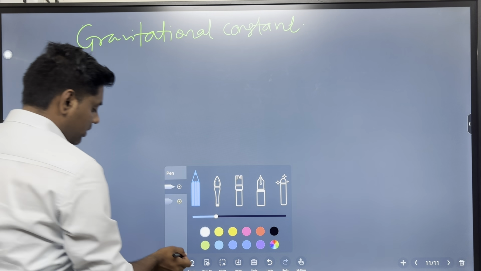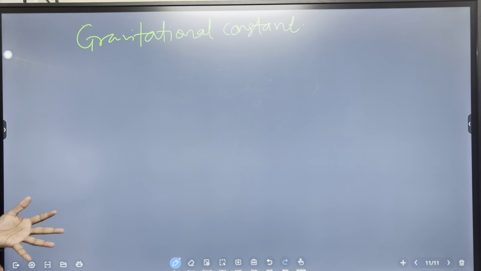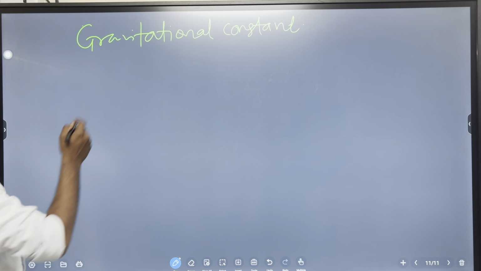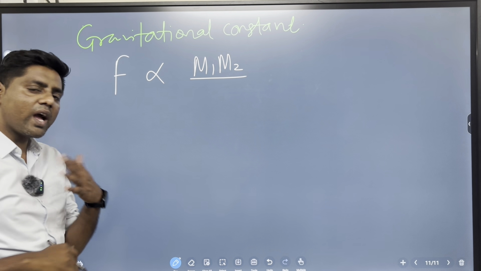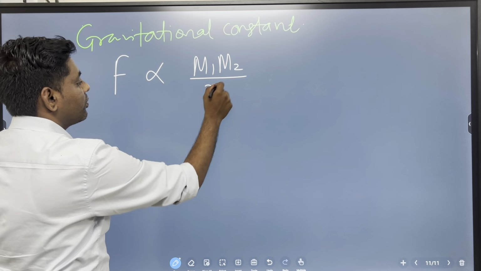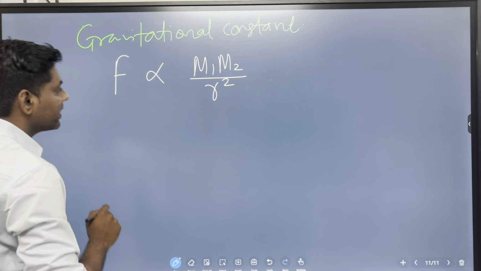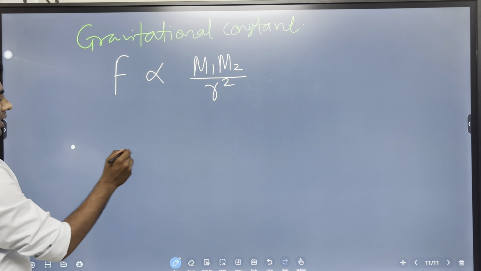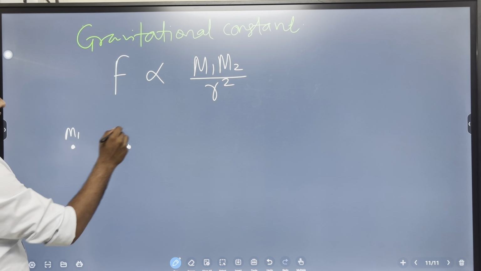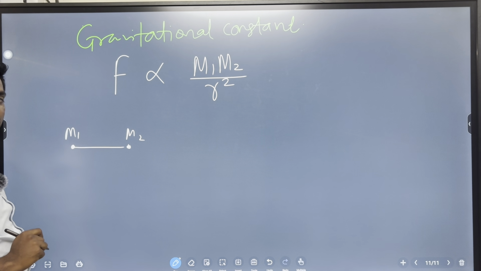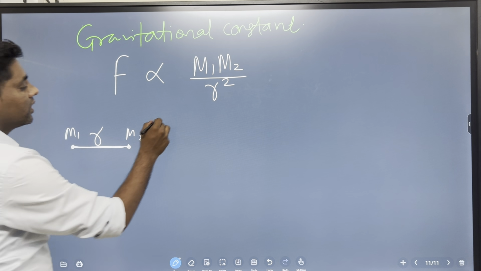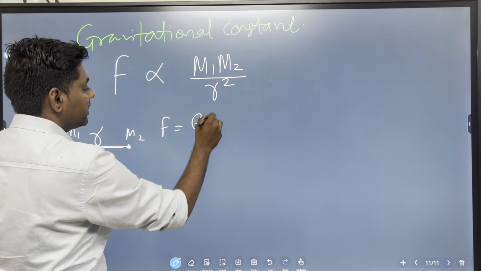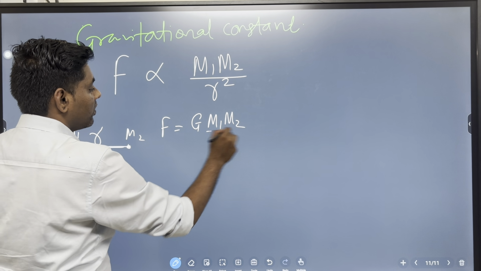So we know the universal law of gravitation, very easy. The force of attraction between two objects having masses is proportional to the product of their masses and inversely proportional to the square of the distance between them. Consider two particles with mass m1 and mass m2, with their centers joined, and r is the distance between both. So F equals capital G, M1 M2 upon r square.